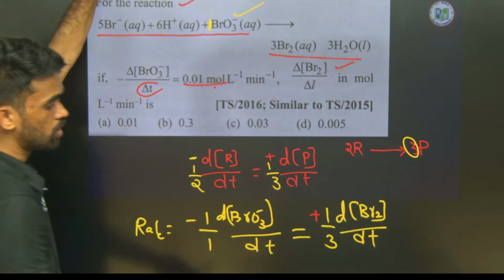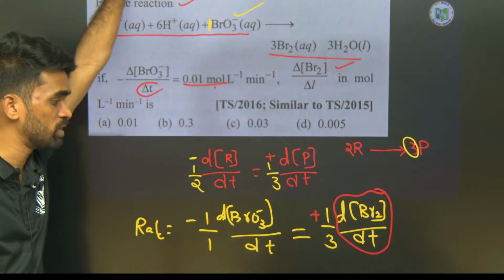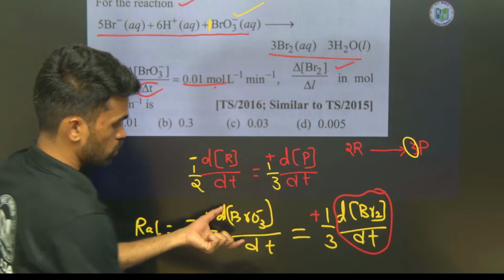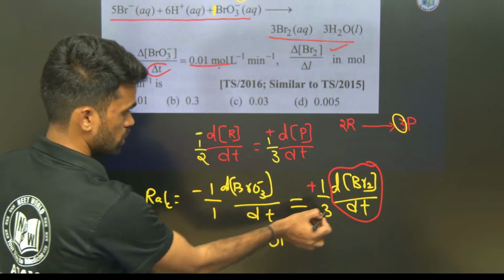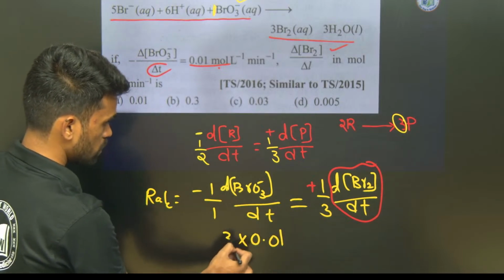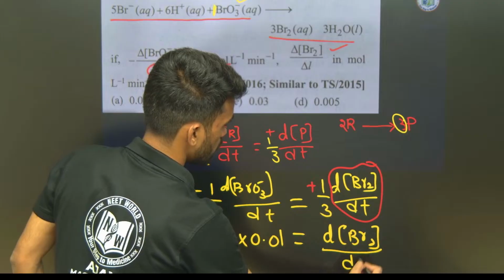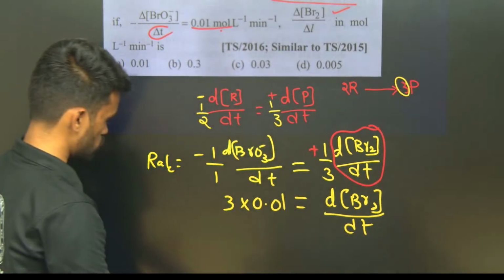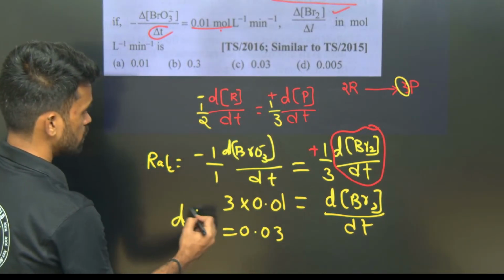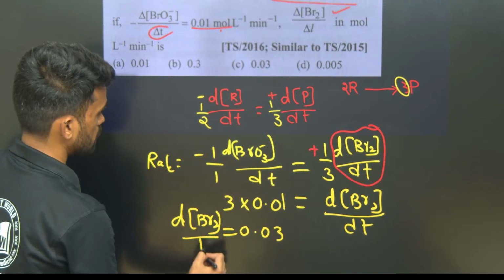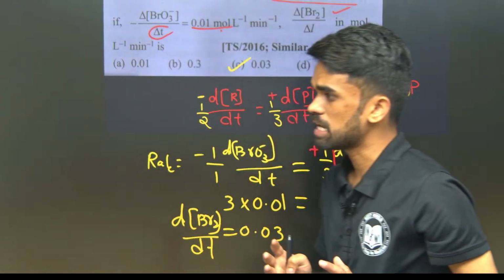Hope this is clear. Now they are asking the value of d[Br2] by dt, the change in concentration of bromine with respect to time. They have given this value, right? What is the value mentioned? 0.01 is mentioned. So just send this 3 here, into 3. You are going to get your answer as d[Br2] by dt equals 3 into 10 power minus 2, or I can say 0.03 will be your answer for this question. So look here, option number C will be our answer, right? Hope it is also clear, right?